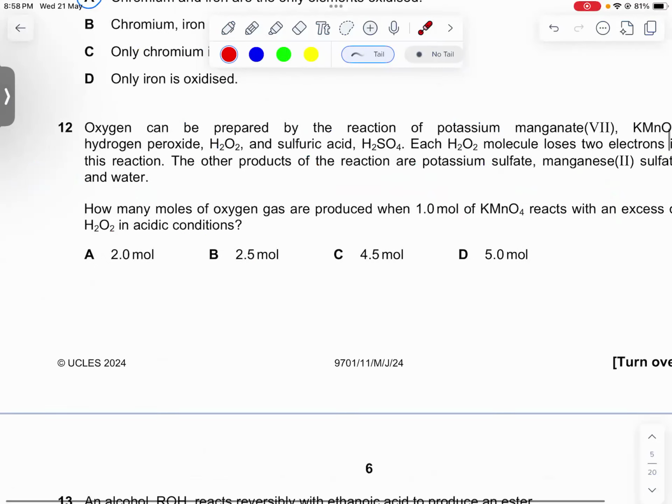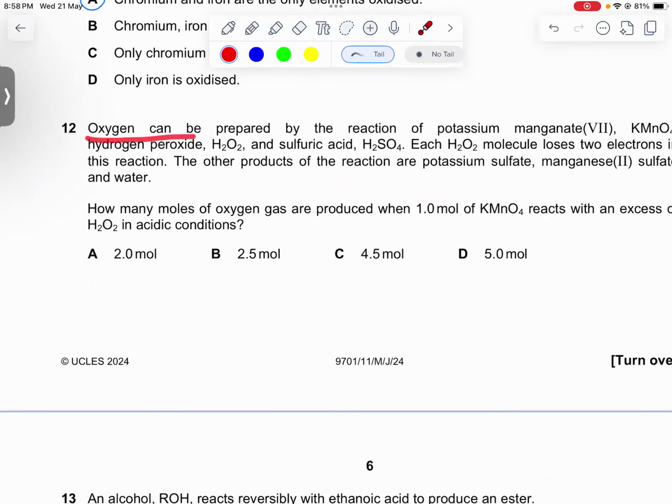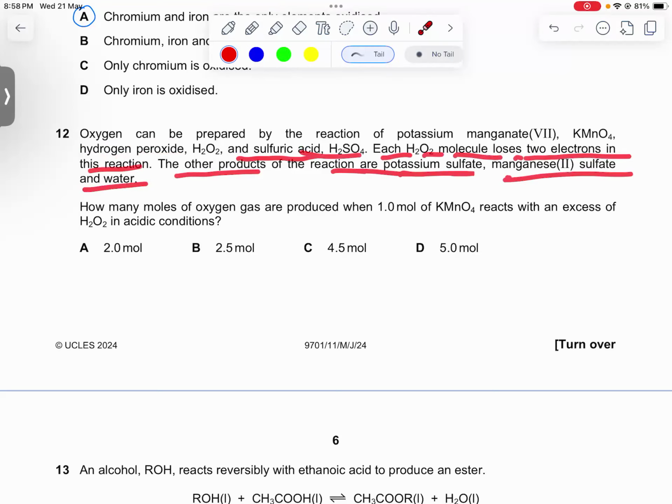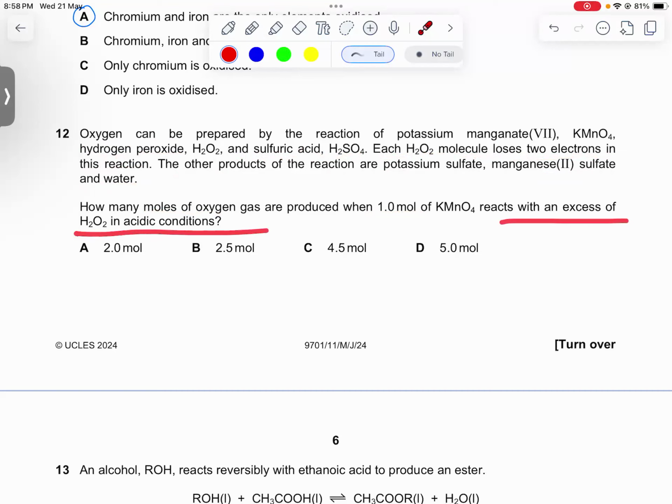Next question. Oxygen can be prepared by the reaction of potassium manganate(VII), KMnO4, hydrogen peroxide H2O2, and sulfuric acid H2SO4. Each H2O2 molecule loses 2 electrons in this reaction. The other products of the reaction are potassium sulfate, manganese(II) sulfate, and water. How many moles of oxygen gas are produced when 1 mole of KMnO4 reacts with an excess of H2O2 in acidic conditions? For a question like this, you will have to write down the equation.